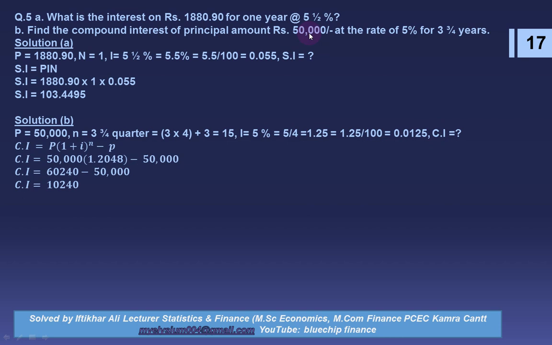Principal amount is 50,000. Simply apply the formula of compound interest, which equals P multiplied by 1 plus I raised to power N, minus P. After putting the values into the formula and solving, the compound interest will be 10240.